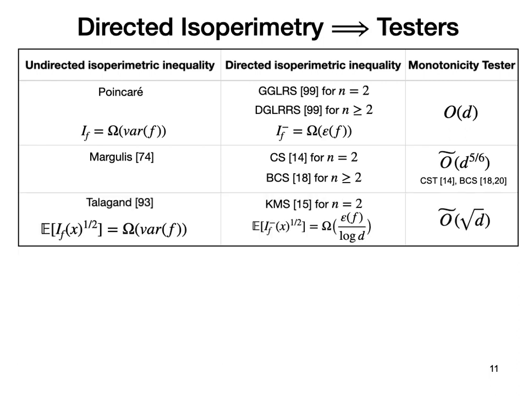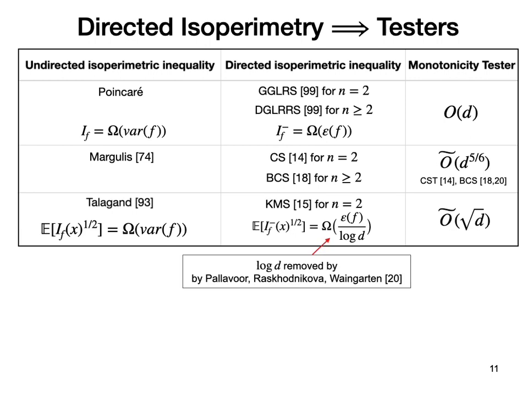And in 2015, Khot, Minzer, and Safra proved this inequality, which I discussed on the last slide, and it turns out that this is a directed version of an even stronger undirected isoperimetric inequality, which Talagrand proved in '93. Using this directed theorem, Khot, Minzer, and Safra obtained the optimal non-adaptive monotonicity tester, making square root D queries. And in a somewhat recent work, Pallavoor, Raskhodnikova, and Waingarten were able to remove this log D factor in the denominator.